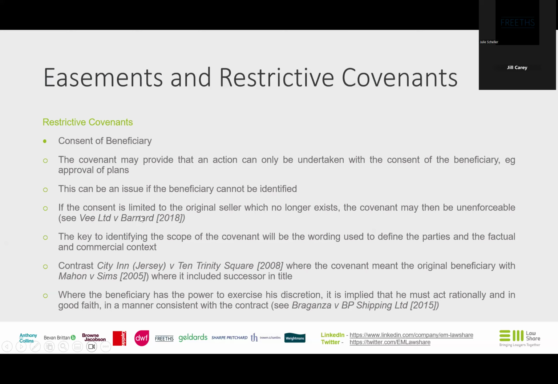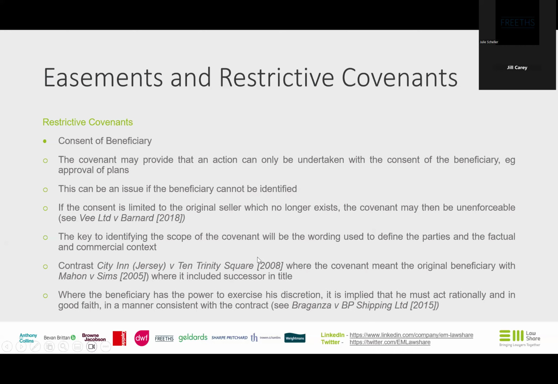So in the V limited versus Bernard case there, if the original seller no longer exists, the covenant may have effectively died with them. The key to identifying the scope of the covenant will be looking at the definitions used and then the factual and commercial context in which the covenant was granted. The case law can be really contradictory. We've got one case there where the covenant meant the original beneficiary only, and we've got the second one where it did include successors in title. So again, looking at previous case law is going to be illustrative, but it won't be a definitive answer for you with a question such as this.